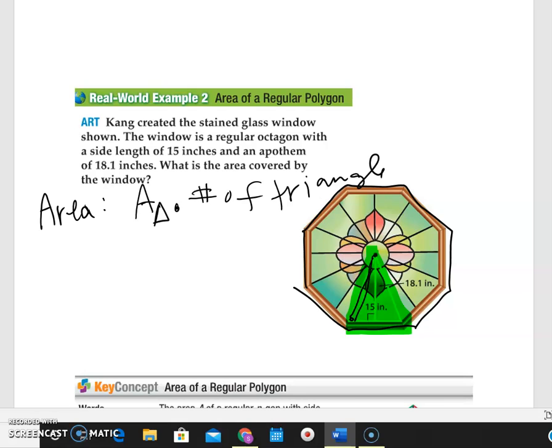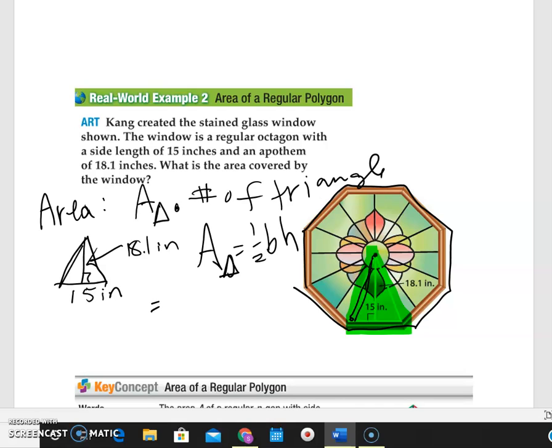So in this particular figure, we have a triangle, looks something like this. This is 15 inches, which is the base, and the apothem is 18.1 inches. Well, I can easily find the area of that triangle because the area of a triangle is 1/2 base times height. So I have 1/2 times 15 times 18.1, and I want to find that value.